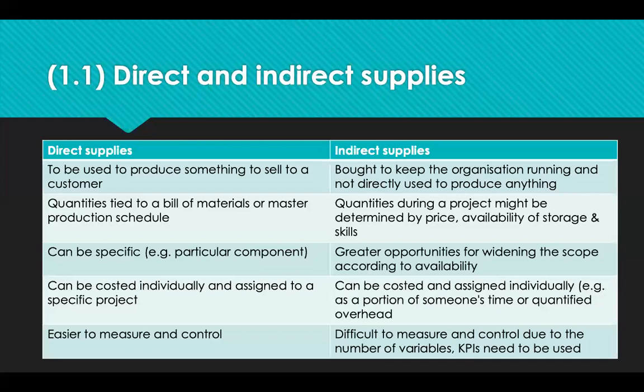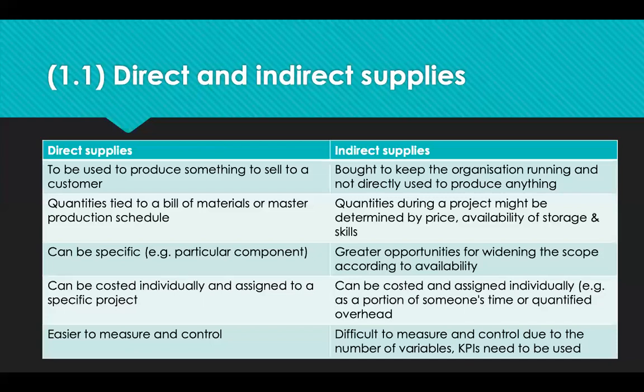Occasionally you can see tangibles like materials. They're difficult to measure and control due to the number of variables. So KPIs are generally used. They are key performance indicators. The quantities or provisions required during the project might be determined by price, availability of storage or working space, and skill scarcity, among other factors.